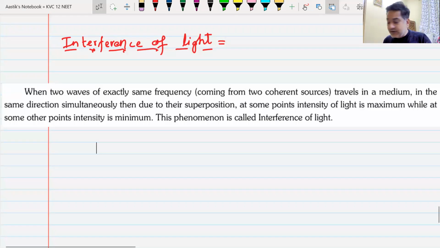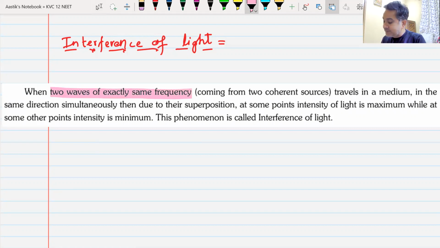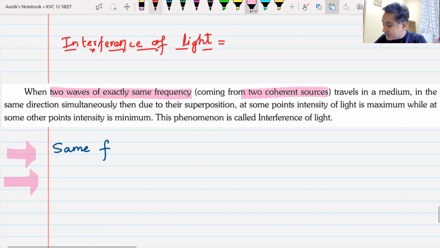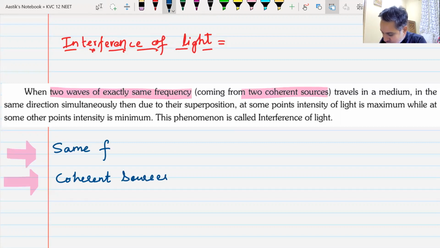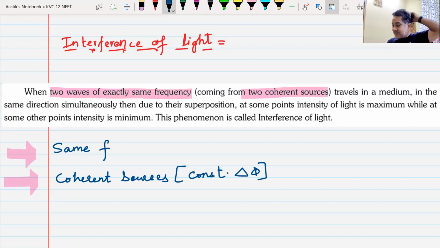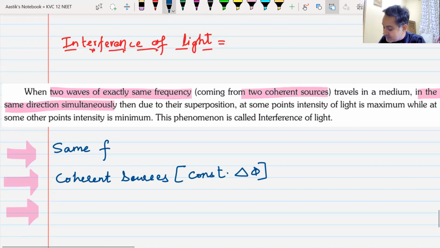Now, as soon as we talk about interference, remember the important points. I will highlight them and write them. When two waves have exactly the same frequency. The first thing that is valid about coherent sources is they must have the same frequency. Do we understand this? Then they must come from coherent sources. Whenever we talk about coherent sources, they must have a constant phase difference, constant delta phi. Do we understand this? Then they must travel in the same direction.